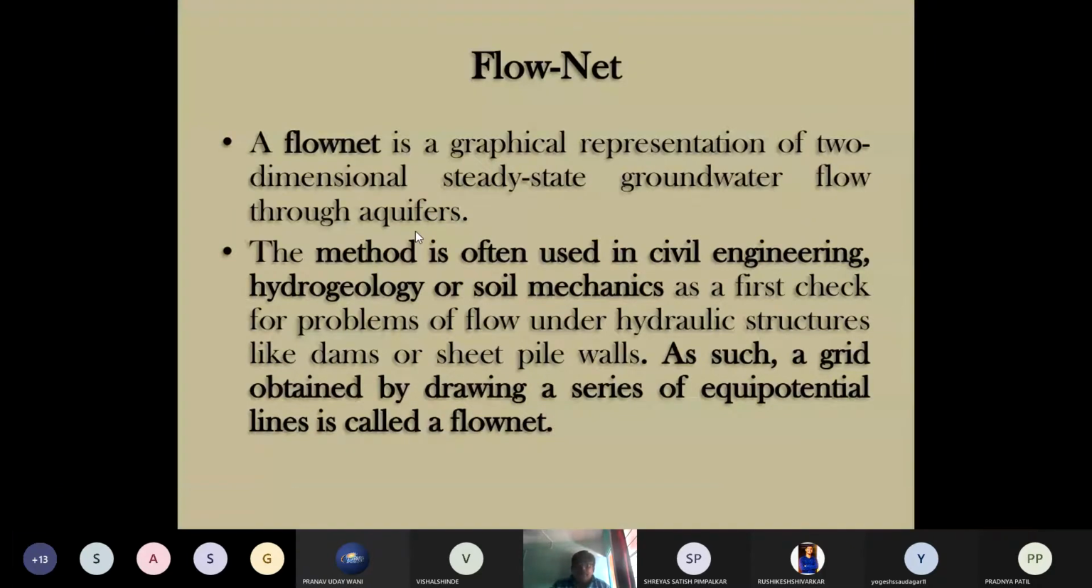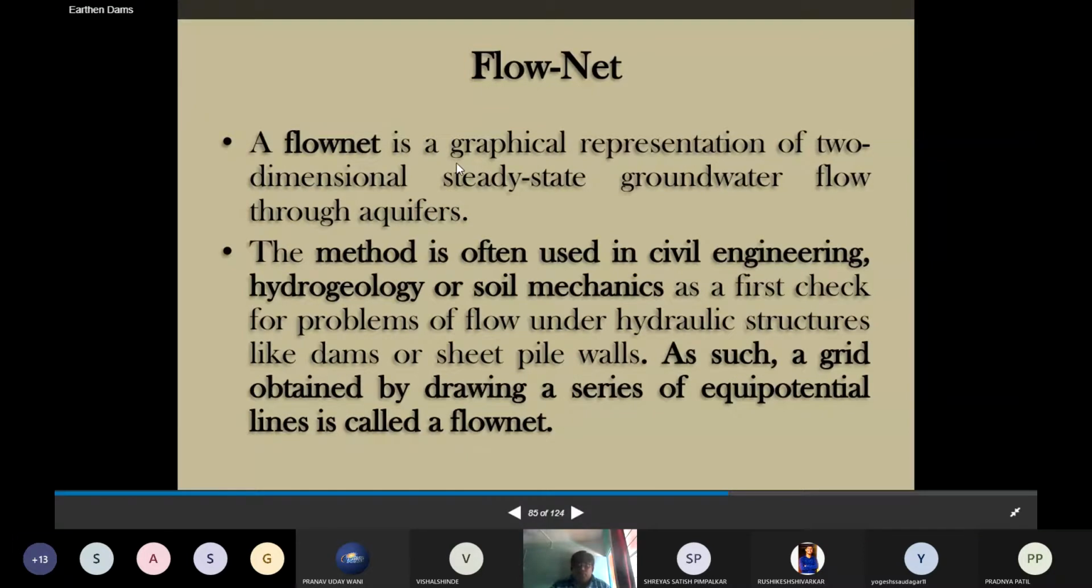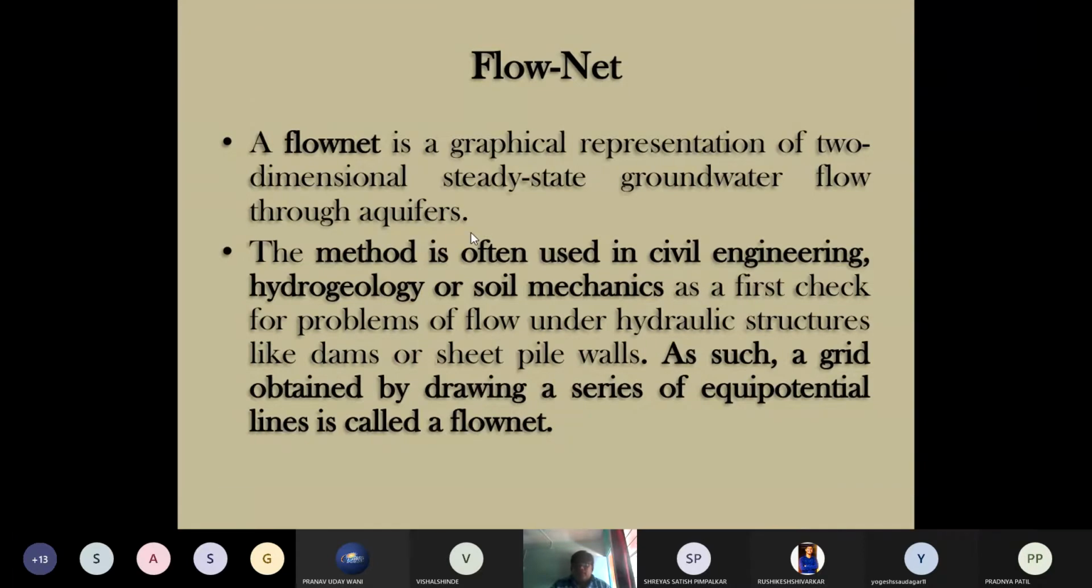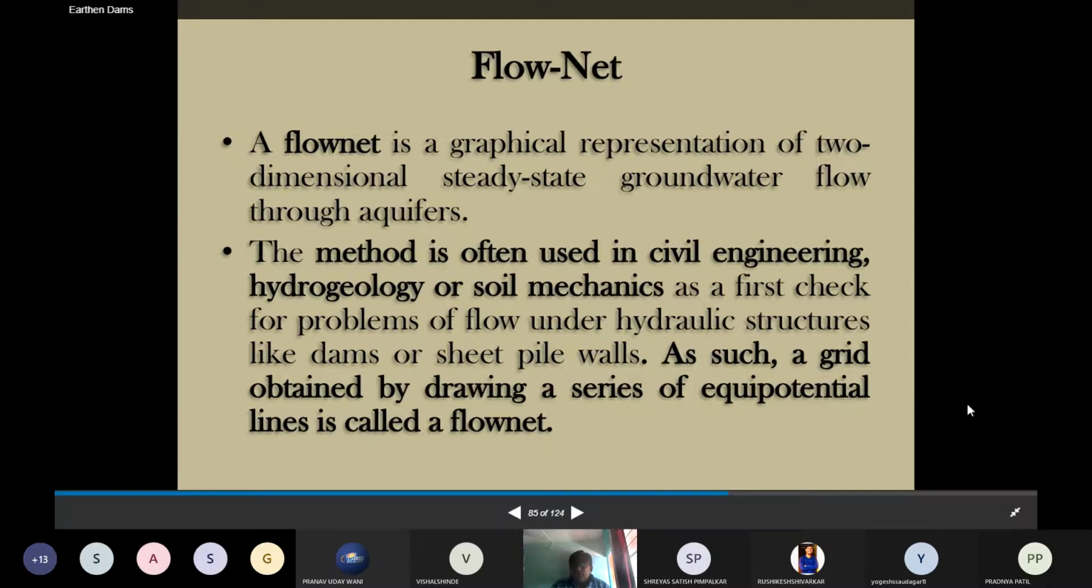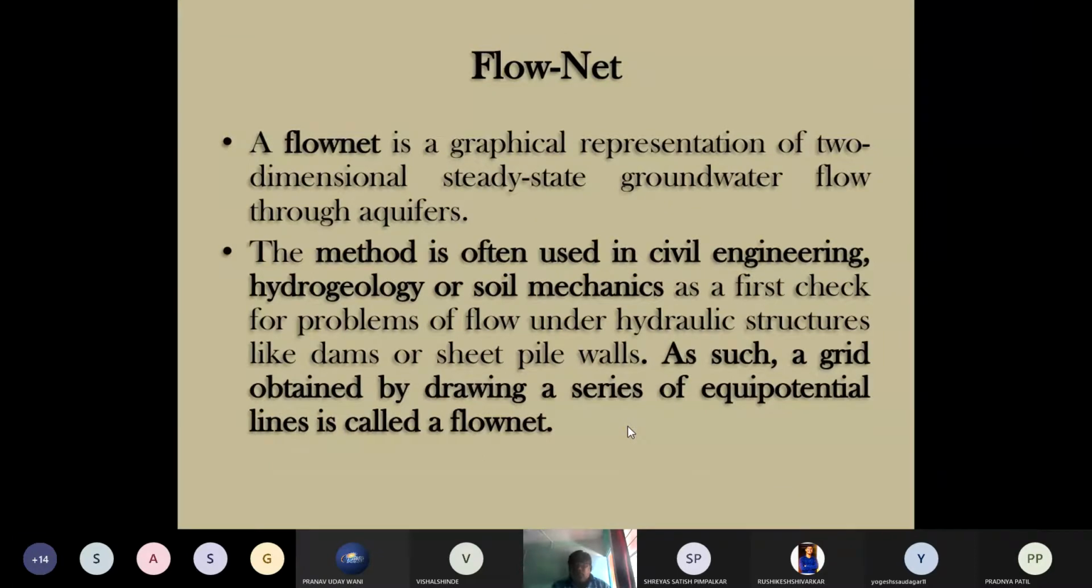An aquifer has pervious strata where water can pass. You know the various geological features: aquifer, aquiclude, aquitard. The method is often used in civil engineering hydrology and also in geotechnical engineering and soil mechanics, as the first check for problems of flow under hydraulic structures like dams or sheet pile walls. Such a grid, obtained by drawing a series of equipotential lines and flow lines, is called the flow net.